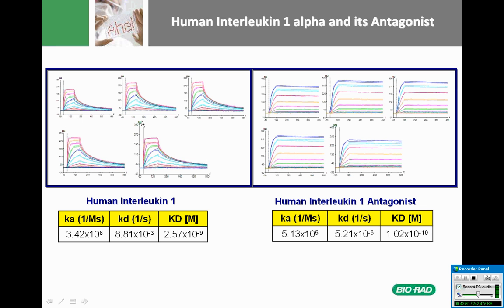So here you can see on the left, the Interleukin-1 interacting with the 5 Interleukin-1 receptor channels, and we did global analysis for Ka and Kd. And here on the right, it's the antagonist, and of course the antagonist has a lower affinity than the Interleukin-1 itself, which would be expected in a biological system.